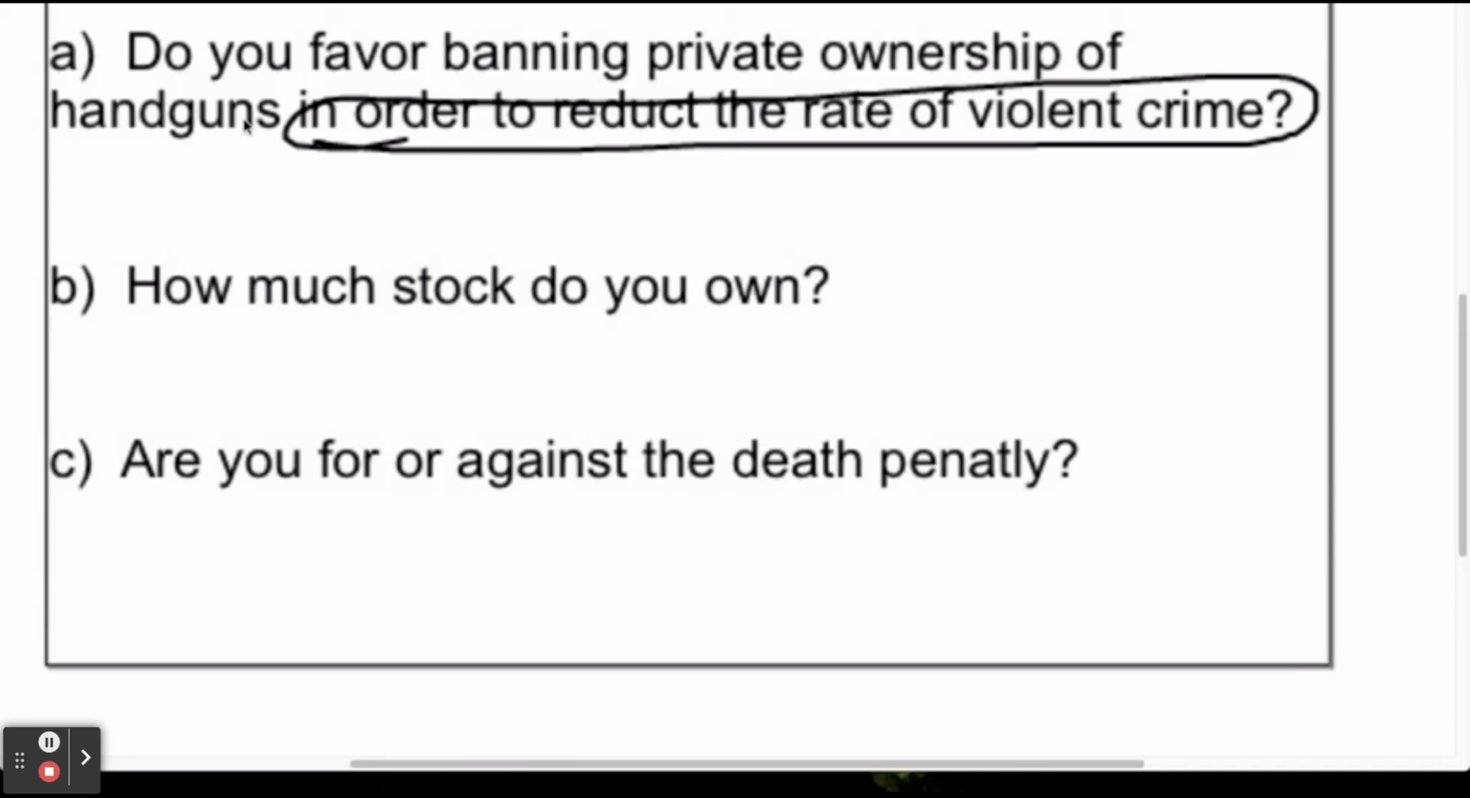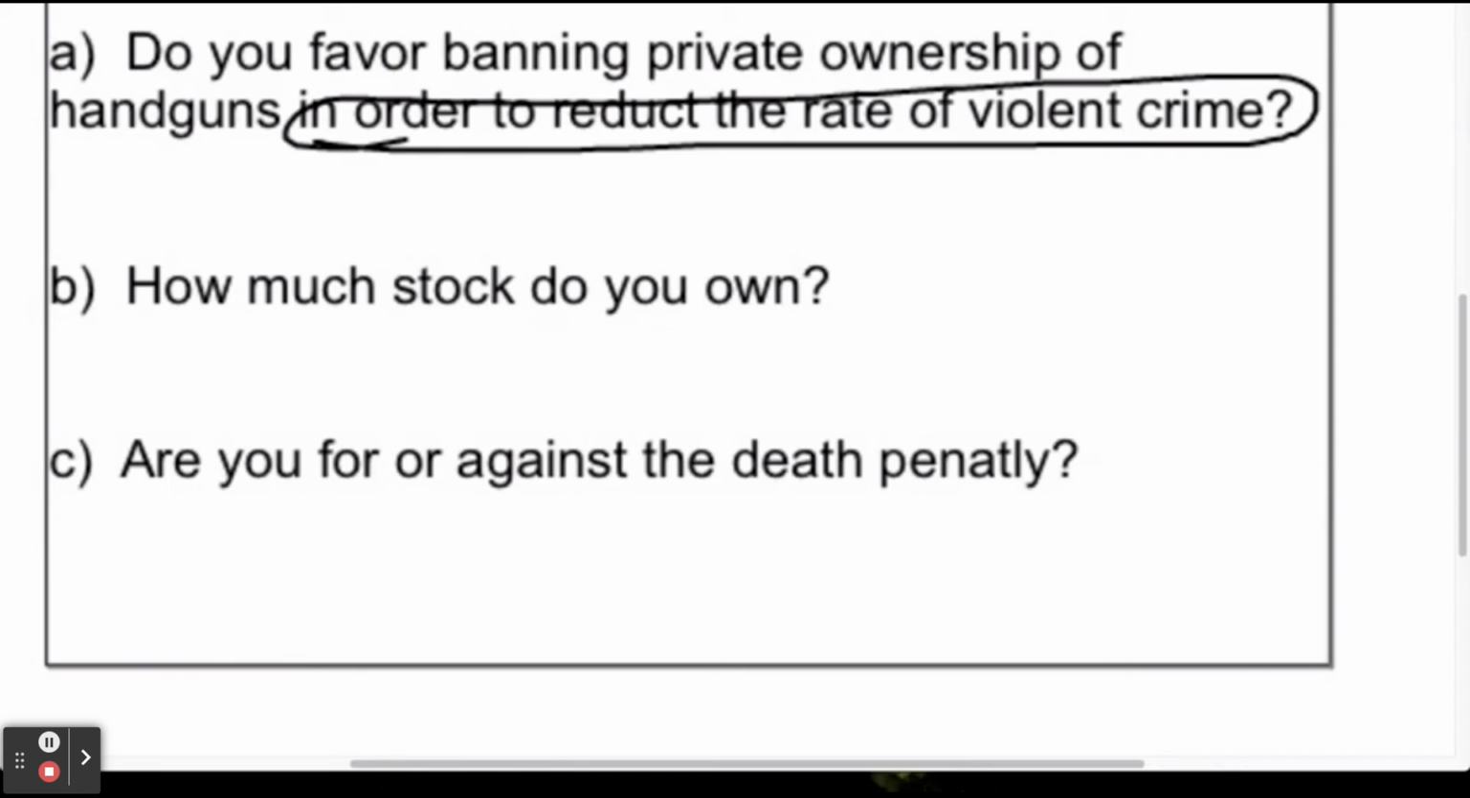Part B, how much stock do you own? So in this case, the person that's being surveyed shouldn't probably know what the goal of your survey is. And so question B is a pretty generic question. Like if somebody came up to me and asked me that, I would have no idea why they're asking me that. So I would probably just give them an honest answer. There is no bias in that question.